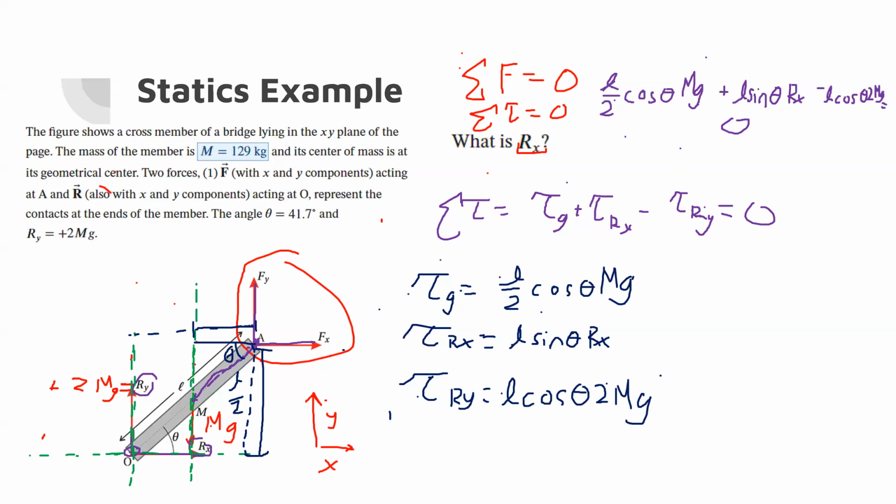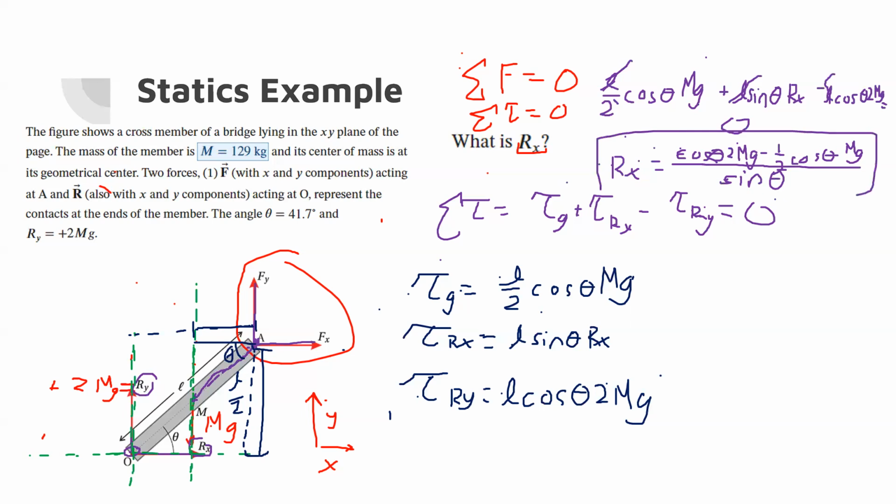Doing that gives me, and actually all my lengths will cancel out. So solving for the force Rx will give me cosine theta times 2mg minus 1/2 cosine theta mg, all over sine of theta. And I could simplify that more, but I will leave it like that.